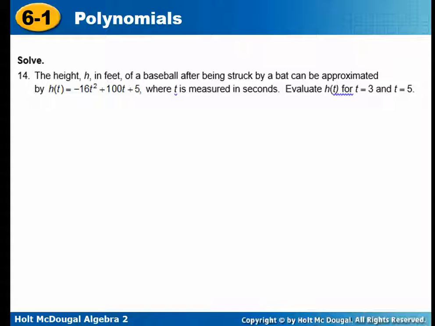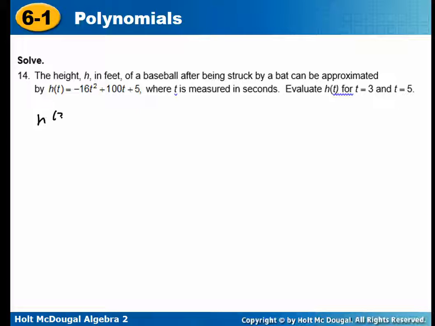It says the height h in feet of a baseball after being struck by a bat can be approximated by h of t equals negative 16t squared plus 100t plus 5. This is a quadratic. It's similar to what we looked at in Chapter 5 on quadratics, where t is measured in seconds. Evaluate h of t when t is 3 and t equals 5. So you don't even have to explain what it means, but after 3 seconds, this is my height. After 5 seconds, this is my height.